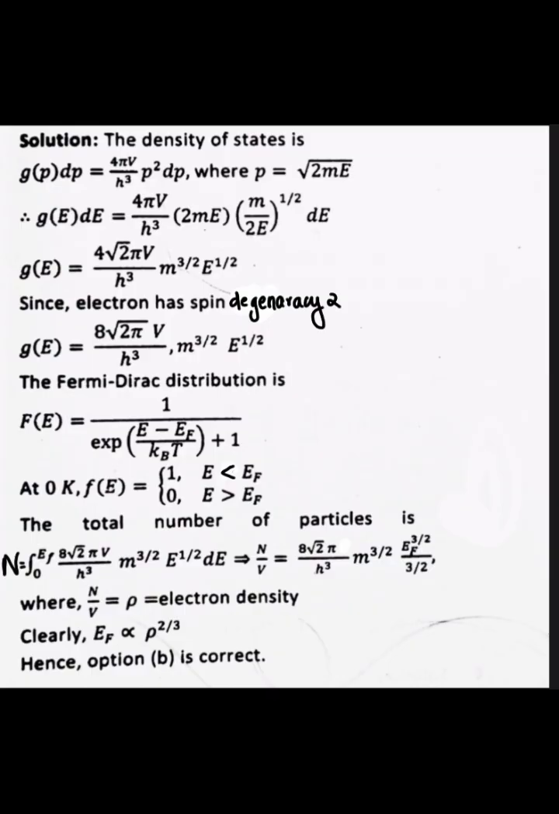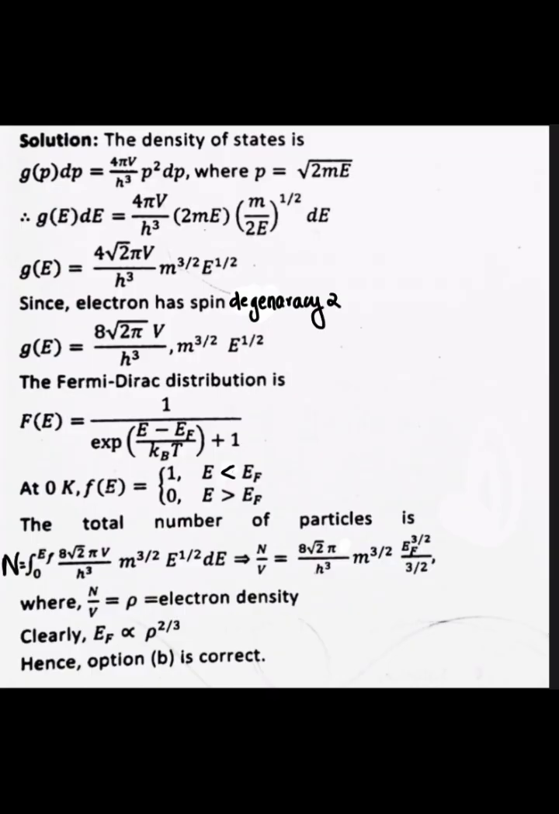And we know that the Fermi-Dirac distribution is f of E is equal to 1 by e raised to E minus EF by kT plus 1. At 0 Kelvin, f of E is equal to 1 when E is less than EF and it is 0 when E is greater than EF. Then the total number of particles is N is equal to integral over 0 to EF of 8 root 2 pi V by h cube m raised to 3 by 2 E raised to 1 by 2 dE. Rearranging, we get N by V is equal to 8 root 2 pi by h cube m raised to 3 by 2 EF raised to 3 by 2 divided by 3 by 2. We know that N by V is equal to rho.